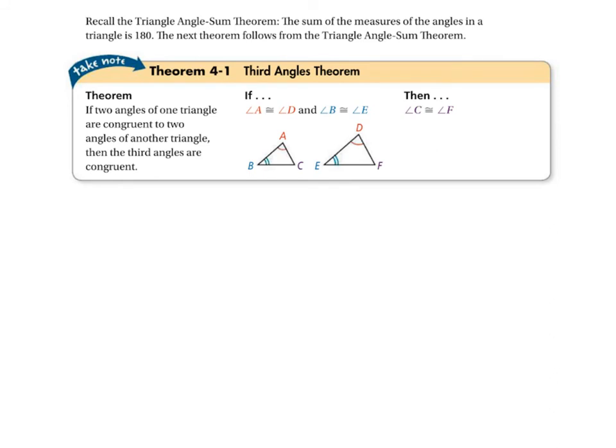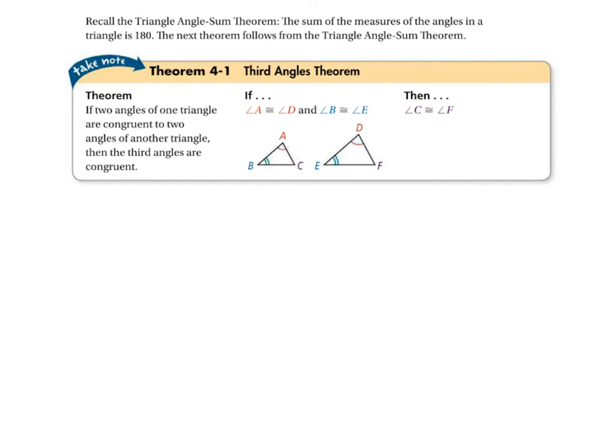All right. So what this says is that the triangle angle sum theorem says that the sum of all of the measures in a triangle must equal 180. So this follows from it. And what does this theorem say? The third angles theorem says that if 2 angles in one triangle are congruent to 2 angles in another, then we know that the third angle is congruent.